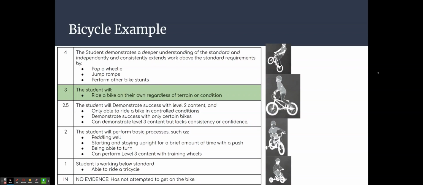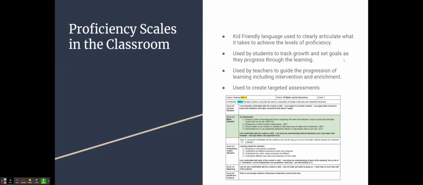So that's a very basic level, but hopefully something to help you get your head around what a proficiency scale does. So, how are proficiency scales used in the classroom? Well, we want them to be in kid friendly language, and we want them to be in kids' hands. They should be used to clearly articulate what it takes for a kid to achieve certain levels of proficiency. So, there's no surprises. They know they're at a level 2 because they can do these things. They know they're not at a level 3 yet because they can't do these things, but now they know what it is they need to attain.